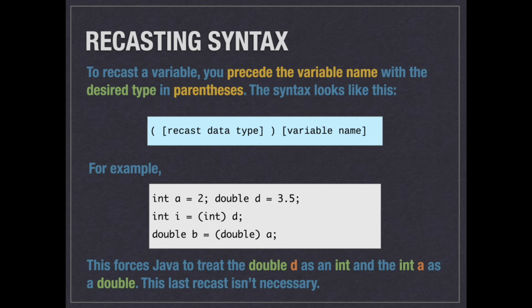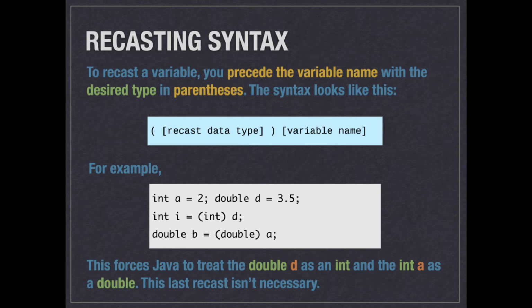As an example, here's our first example of the day. If we had an integer a and set it equal to 2, and a double d and set it equal to 3.5, so I have two variables, a is an int, d is a double. If I wanted to take the d, for whatever reason, and I needed it to act like an integer for the purpose of a calculation, an operation, in this case the assignment operation, what I would do is precede the d with the data type int in parentheses.